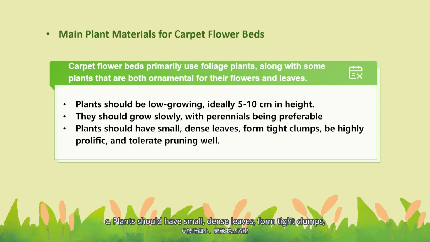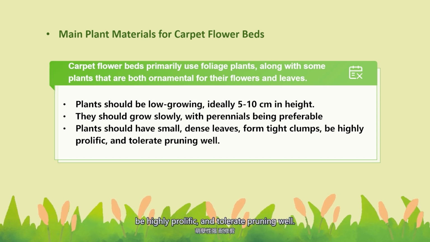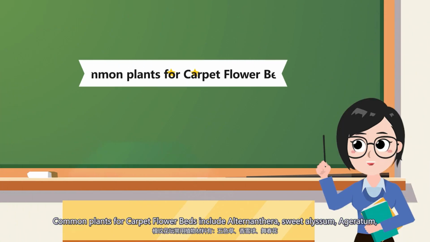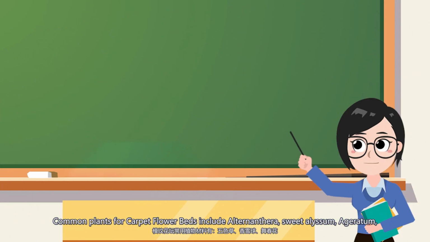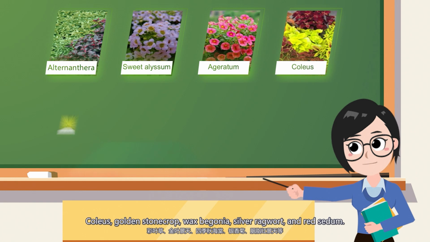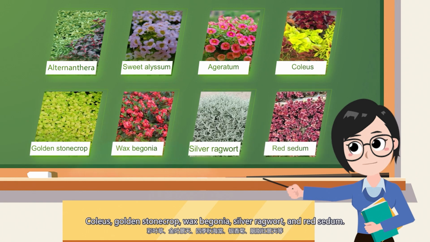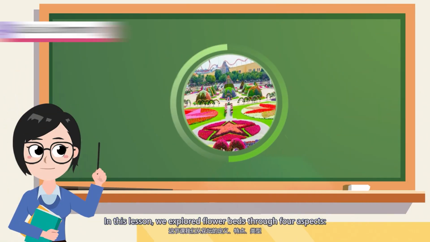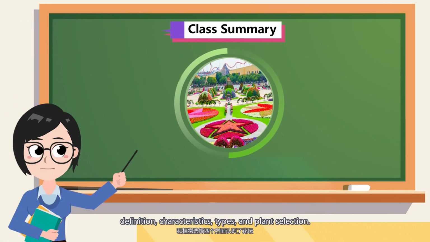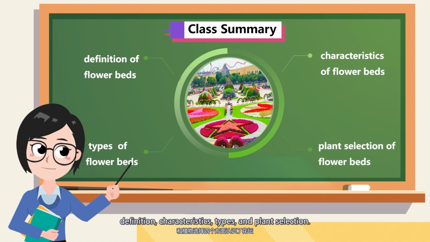C. Plants should have small, dense leaves, form tight clumps, be highly prolific, and tolerate pruning well. Common plants for carpet flower beds include alternanthera, sweet alyssum, ageratum, coleus, golden stonecrop, wax begonia, silver ragwort, and red sedum. In this lesson, we explored flower beds through 4 aspects: definition, characteristics, types, and plant selection.